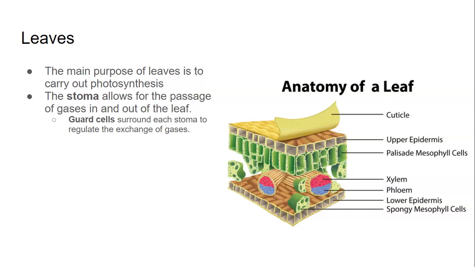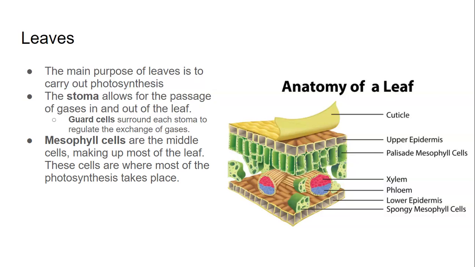And there are guard cells that surround each of these stoma to regulate the exchange of gases. Sometimes plants don't need to actually be able to perform photosynthesis at certain times of the day. And so these guard cells are going to cause the stomata to actually close so that way they don't lose too much water. Then you have the mesophyll cells, which are the middle cells making up the most of the leaf. This is where most of the photosynthesis takes place.